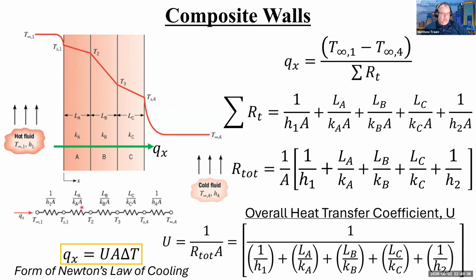And notice the form is the same, right? L sub A over K sub A times A, right? Same thing. And then finally, I've got the convection out here, 1 over H4A.